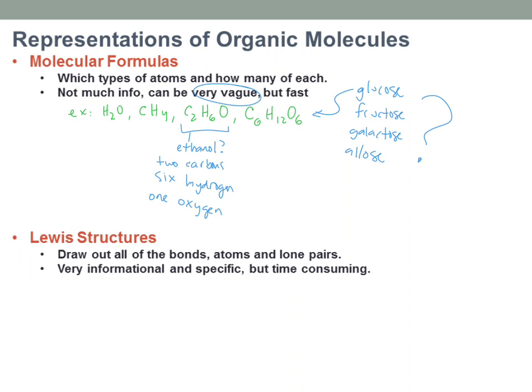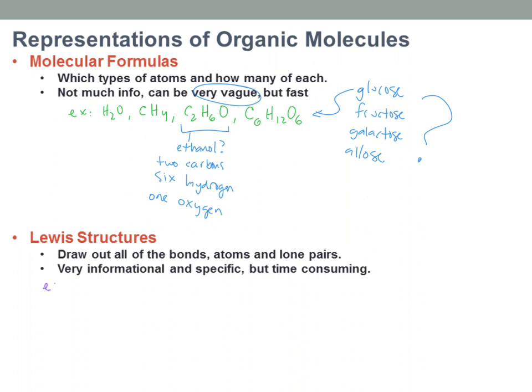Lewis structures, on the other hand, are different. Lewis structures do have lots of information on them. You draw out all the bonds, all the atoms, and all of the lone pairs to draw Lewis structures. So it's very informational, very specific, but it can be time-consuming.